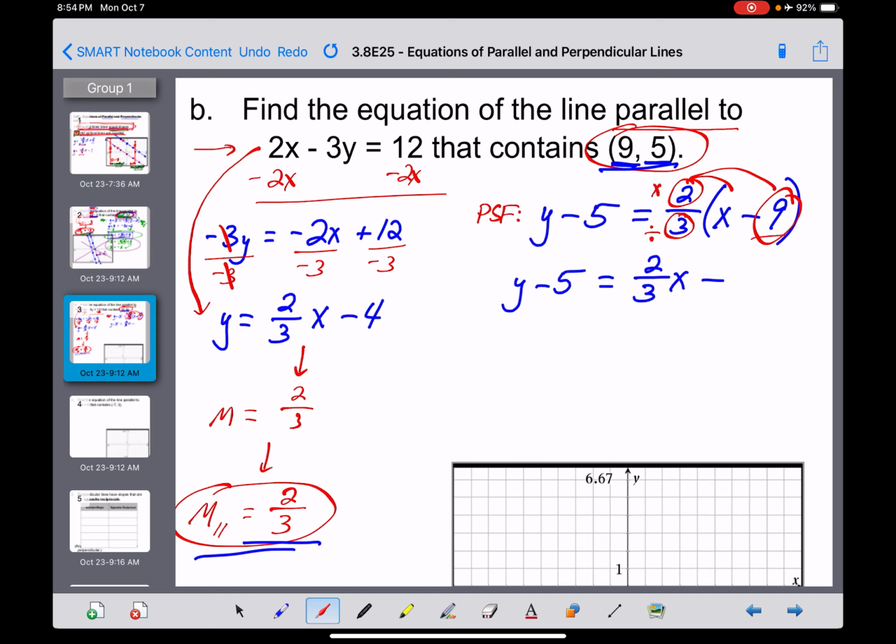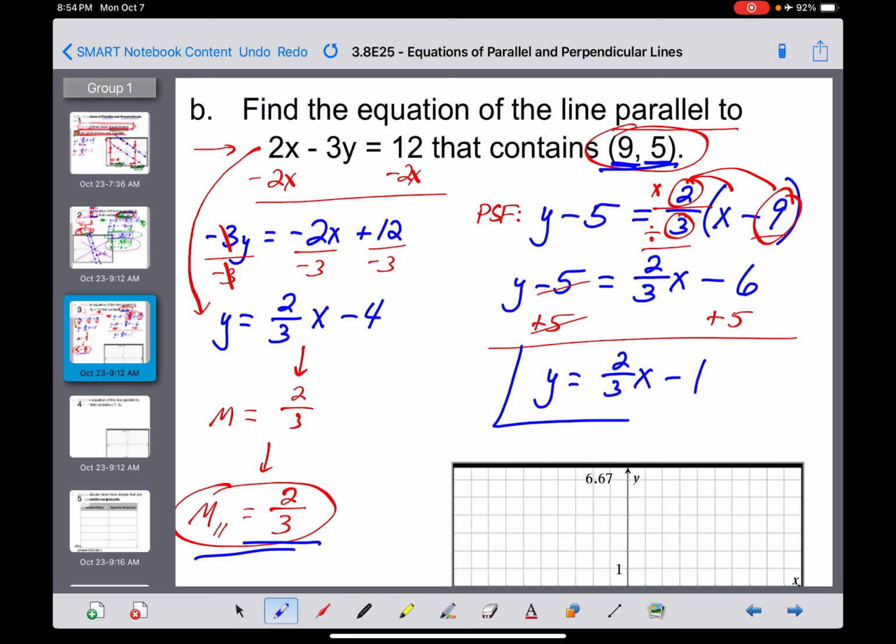So 9 divided by 3 is 3. 3 times 2 is 6. You're going to be able to use your calculator here, but that's a way you can be a little bit less dependent on it. Last move here, guys. Let's add a 5 on both sides. Those cancel. And we're going to get y is equal to, we now have a 2/3 x, and minus 6 plus 5 is minus 1.